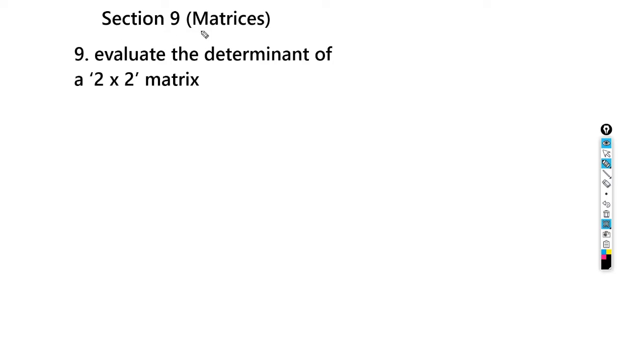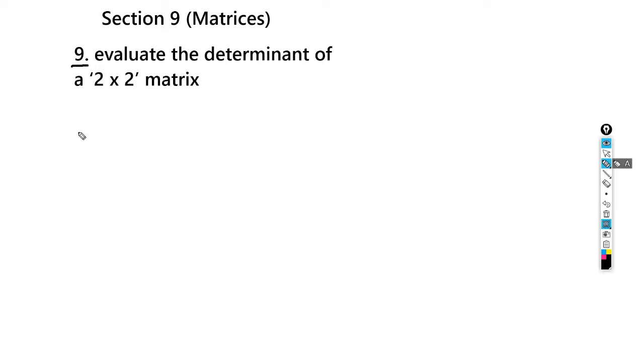Today the lesson is going to be matrices, section 9, number 9 in the CXC syllabus. You can look it up in the syllabus and you'll see that this is the learning objective for section 9, number 9. It says evaluate the determinant of a 2 by 2 matrix. So we're basically going to define what the determinant is. Let's do that right now.